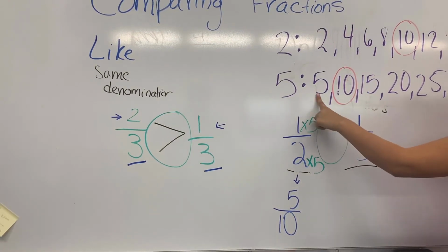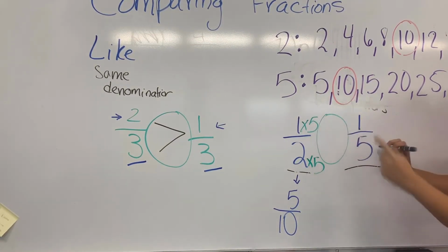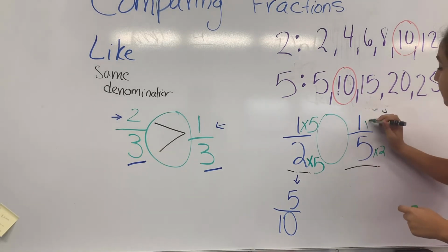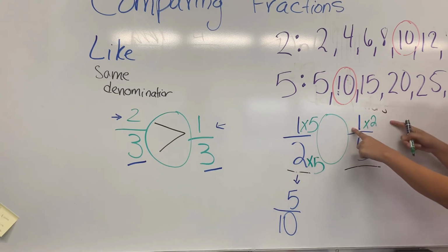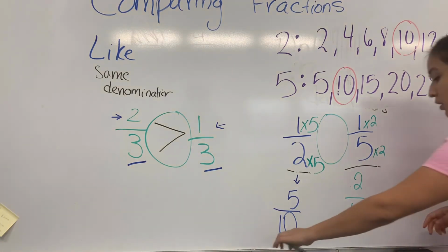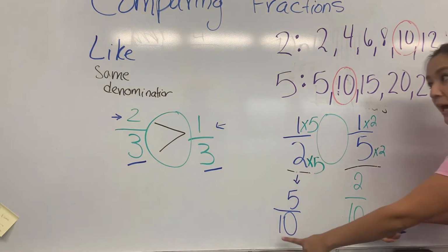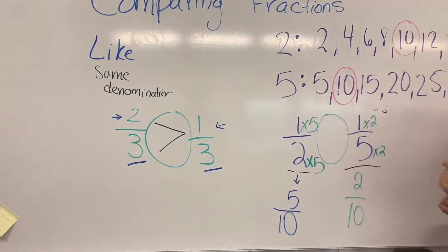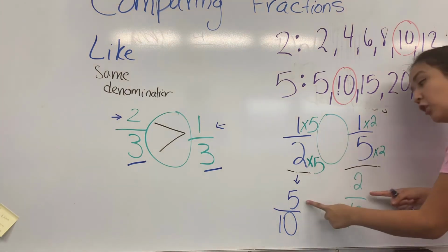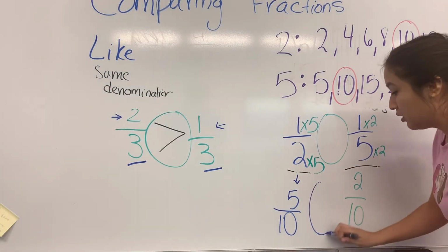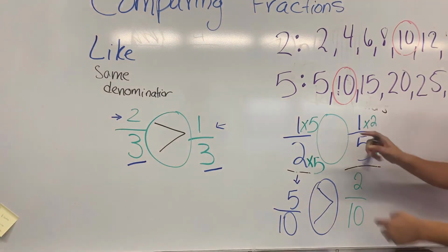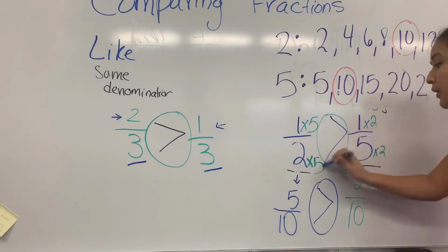Now in this fraction, what do we have to multiply 5 by to get the 10? 5 times 1, 2. And whatever we do to the bottom one, we have to do to the top one. What does this change into? 2 tenths. Do you see that we now have like denominators? They're the same denominator. Now, all we have to do is look at the numerator. So which numerator is bigger, 5 or 2? It'd be 5. So that means that the 1/2 was bigger.